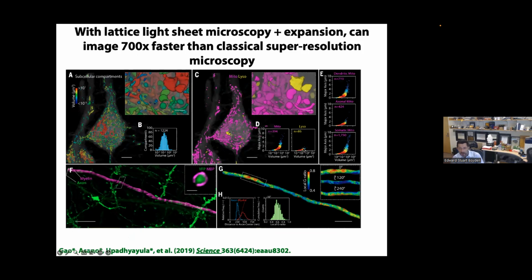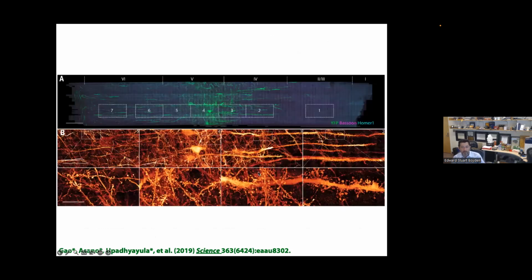So here in panel C, we're decorating mitochondrial and lysosomal proteins with antibodies against them. In the lower part of the slide, we're decorating myelin proteins. This is work done by Ray Gao, Sho Asano, and Goku Upadhyula, working with our group and Eric Betzig's group.